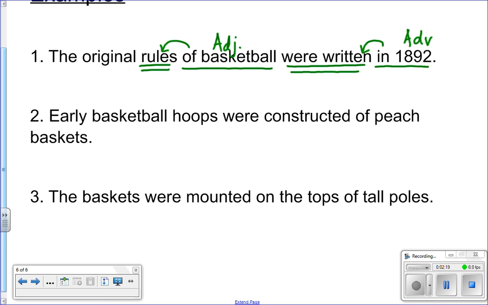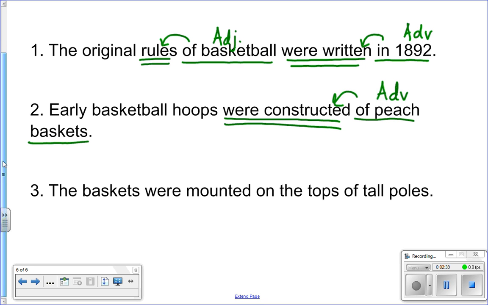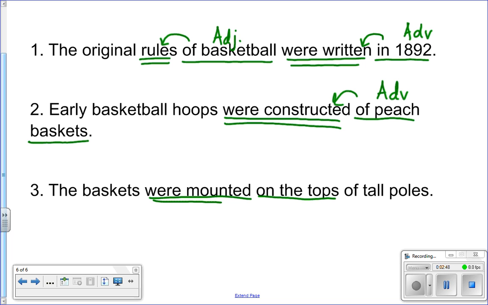In number two, we have the phrase of peach baskets, and this one is telling us how the hoops were constructed. Because it tells us how about the verb, this is functioning as an adverb in the sentence. Number three, on the tops is a prepositional phrase. On the tops is telling us where the baskets were mounted. Because it tells us where about the verb, that makes this an adverb phrase.